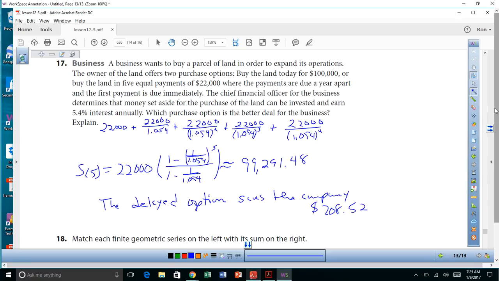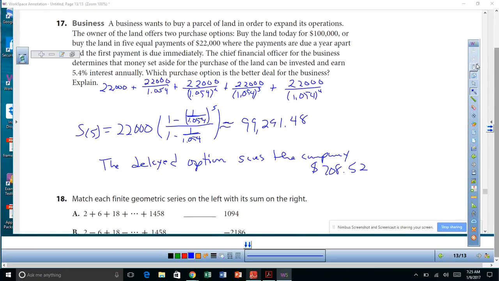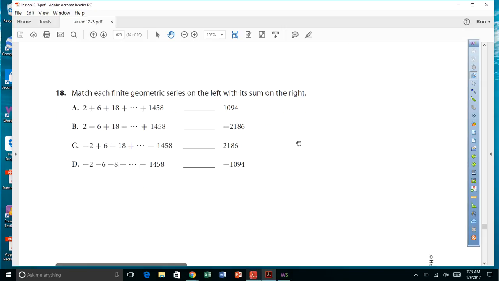All right. Let's see here. Number 18 will be part of your homework, but I'm not going to give you the answers right here.